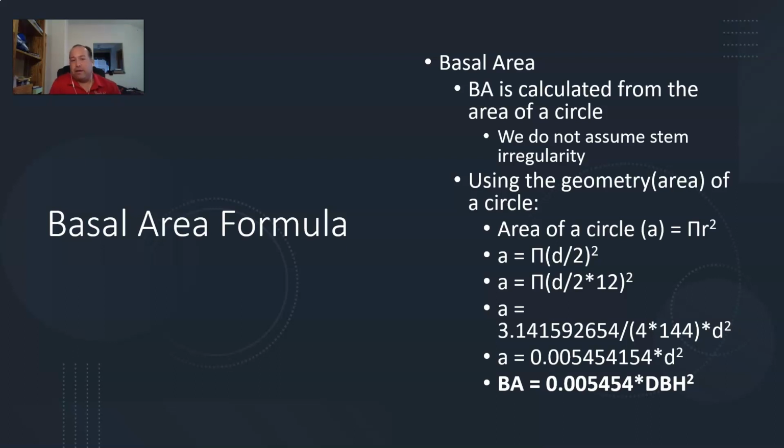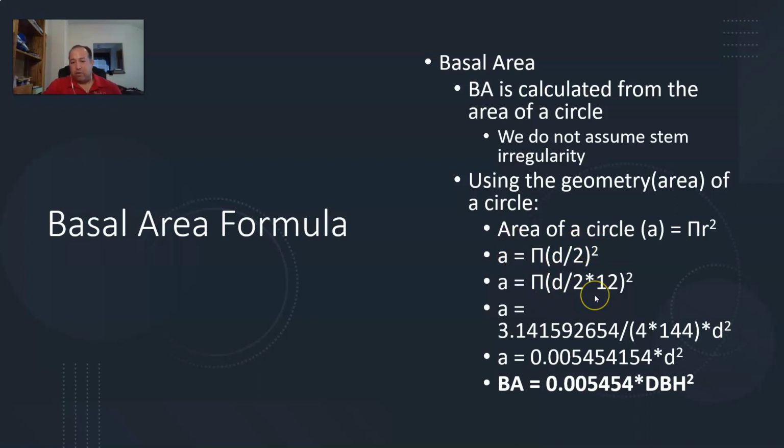So we're going to get a pretty decent measure of the amount of wood within that tree using the basic geometric formula. We take the area of a circle, which is pi r squared, and we adjust it a little bit. Instead of r squared, because we don't measure the radius, we do measure the diameter. So we know that the radius is just the diameter divided by 2.